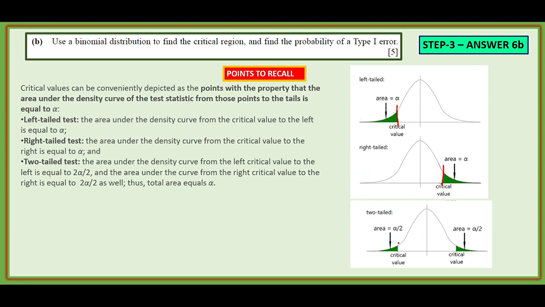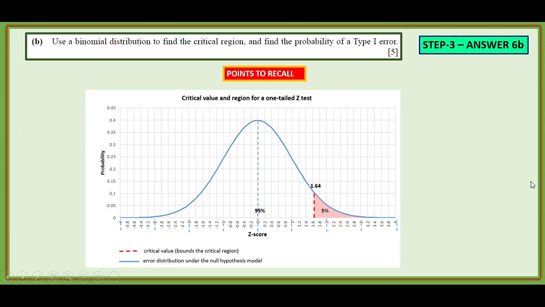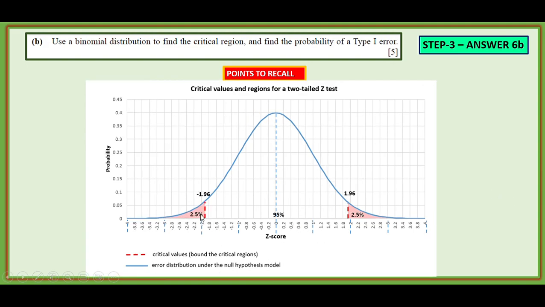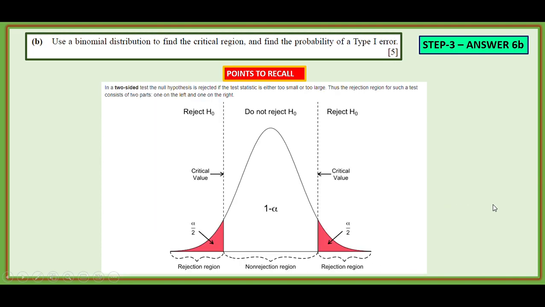For two tailed, these two are critical values, and the left and right are rejection regions for a two tail test. And here this is the boundary which we already saw in the table here. This is for two tail test. And here this is very important. This is the critical region line which we have here in the dotted line.